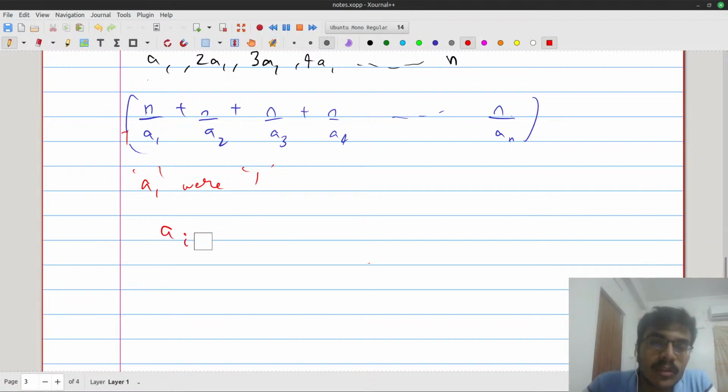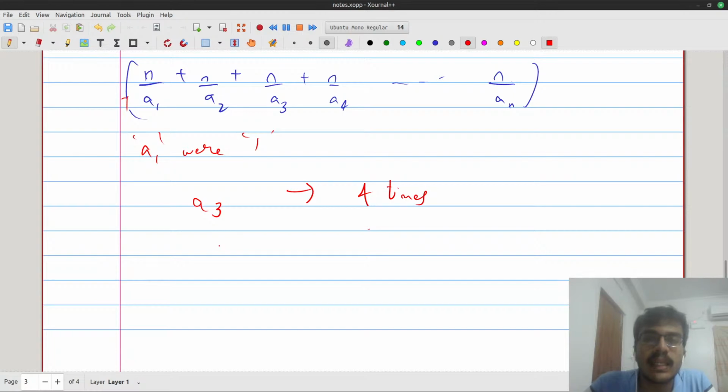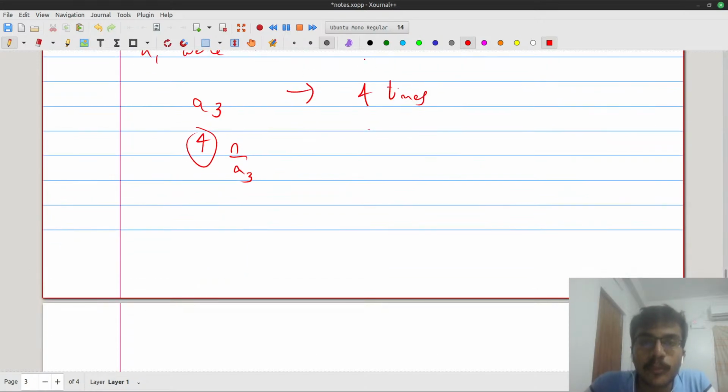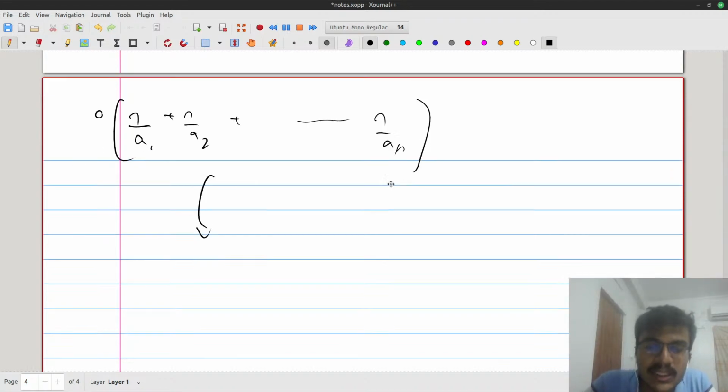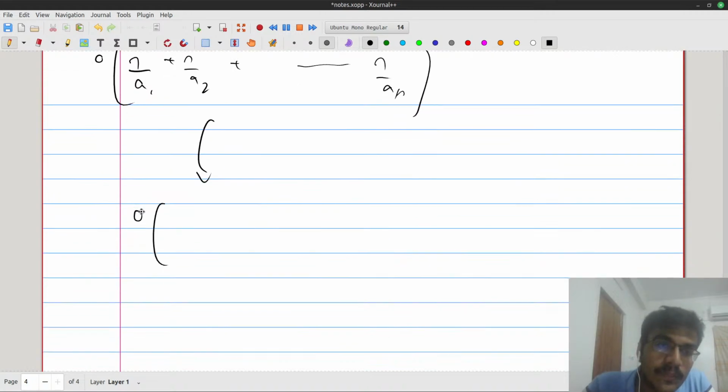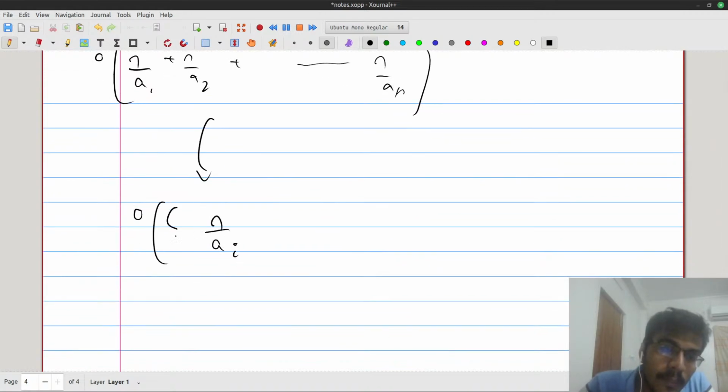Okay. So let's say some value of A, let's say some A3, occurs 4 times. For that particular position, the number of places where it will occur is actually 4 times n by A3, right? And this 4 is a constant factor, it doesn't really matter. So the point I'm trying to make is that this expression n by A1 plus n by A2 all the way up to n by An actually has a simpler version. This simpler version is n by Ai, but we are just summing over unique Ai.